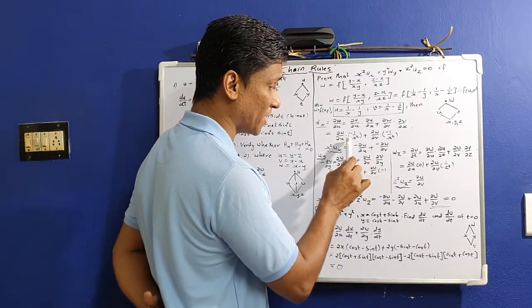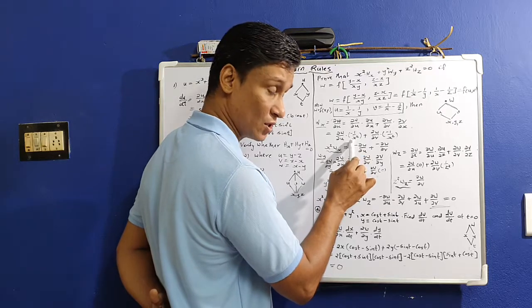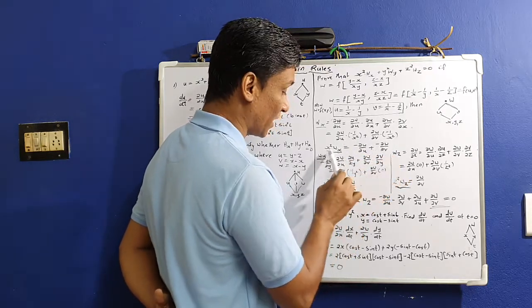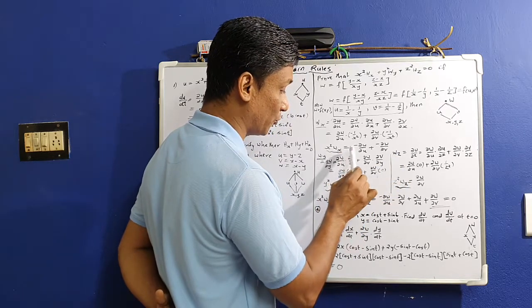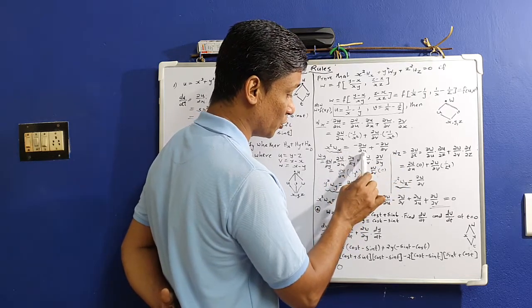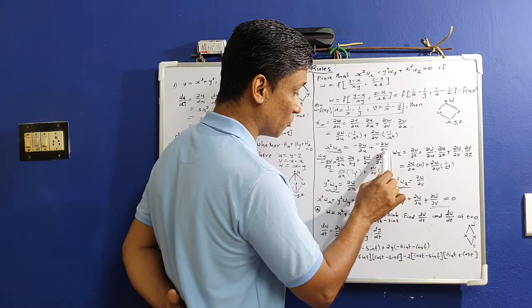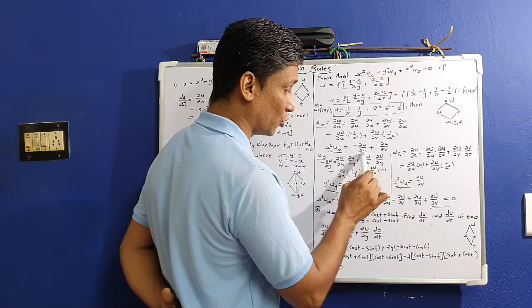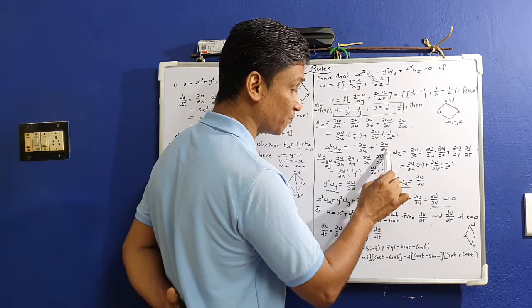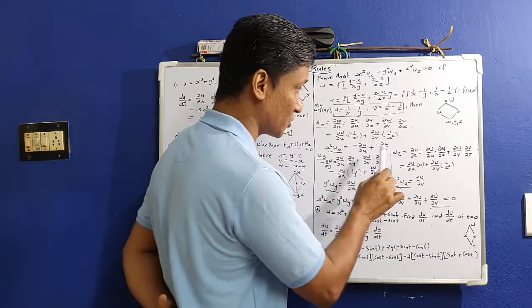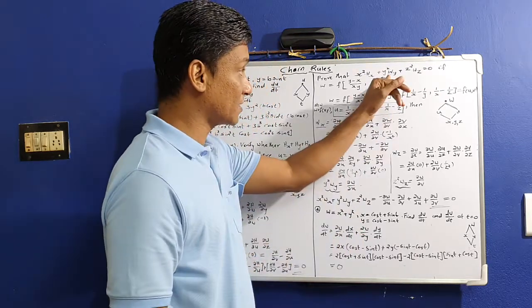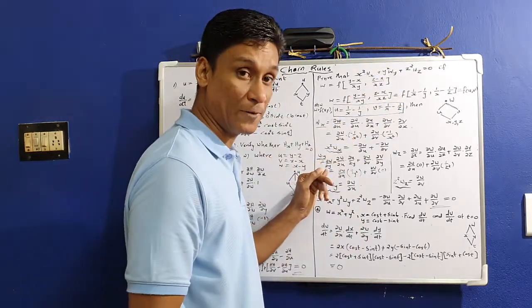So when you multiply this with x², it gets cancelled. This also, x² gets cancelled. So x² wx equal to minus ∂w/∂u plus minus ∂w/∂v. This is our first expression, this term. Now the second one: to find the second term, you have to find wy.